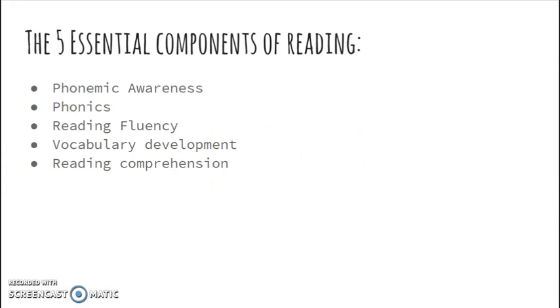Okay, to start off, we're going to start with the 5 essential components of reading. And so those include phonemic awareness, phonics, reading fluency, vocabulary development, and reading comprehension. And in kindergarten, there is a huge stressor on phonemic awareness and phonics. And so those are the 2 areas that we're going to really cover today. I'm going to share ideas of what your child's doing in the classroom and how you can help support those things at home for your child as a beginning reader.